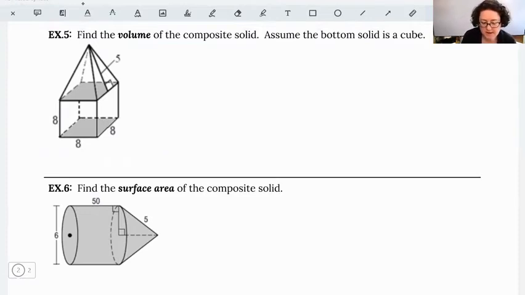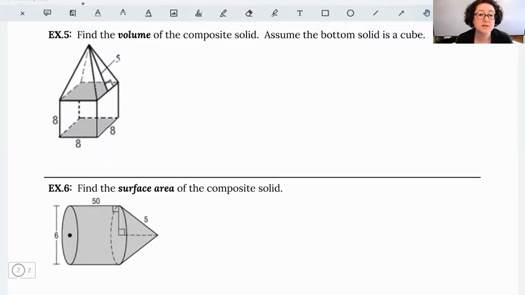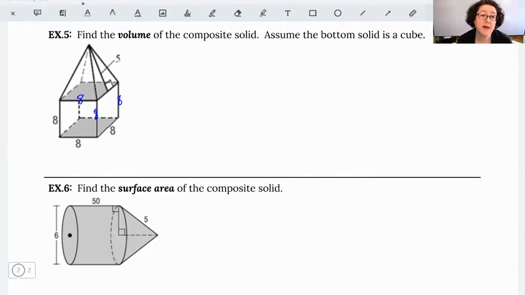So our first one, example 5, we're going to find the volume of the composite solid. Now we've got 2 figures in here. We have the pyramid up on the top, and we have a cube on the bottom. And it even said that in the directions, assume the bottom solid is a cube. So a cube, I know all of my sides, all my edges are all going to be equal. And so with the ones that are labeled as 8, I know all the rest of them will be 8 as well, including the sides on the base of that pyramid.